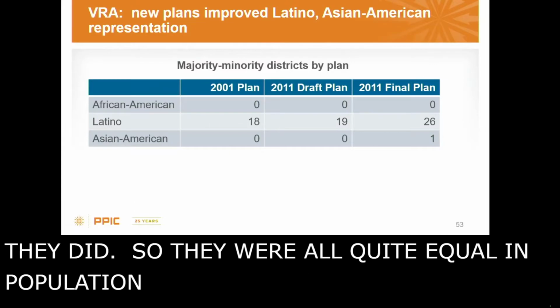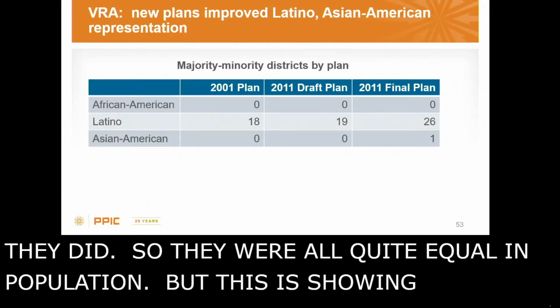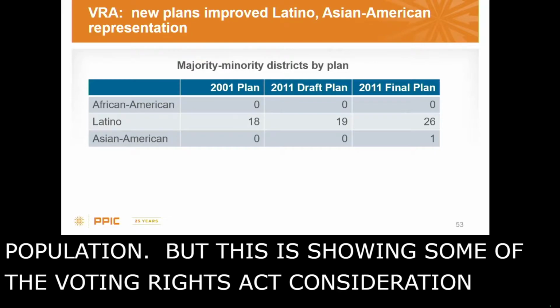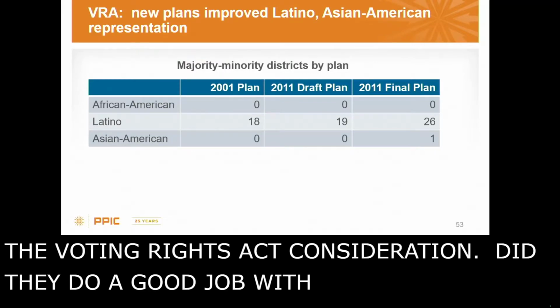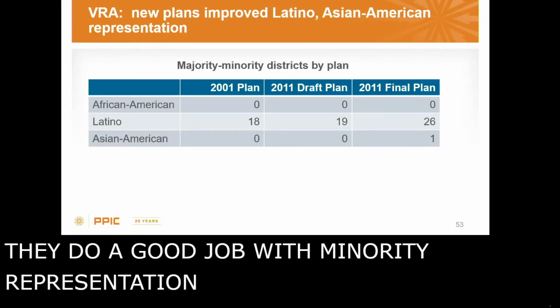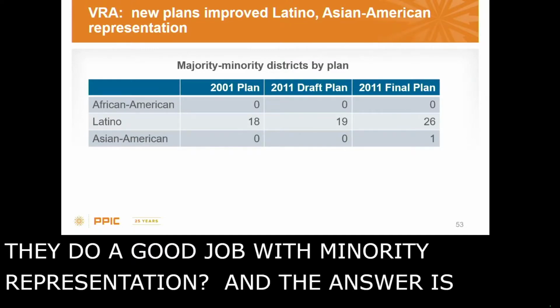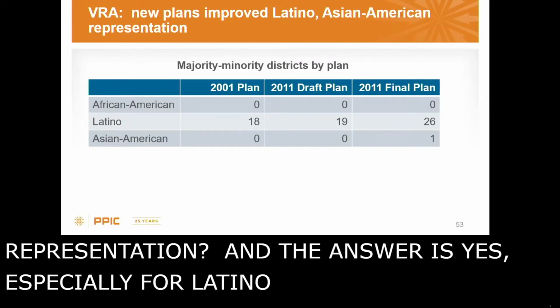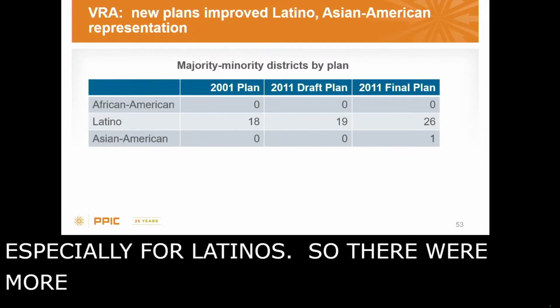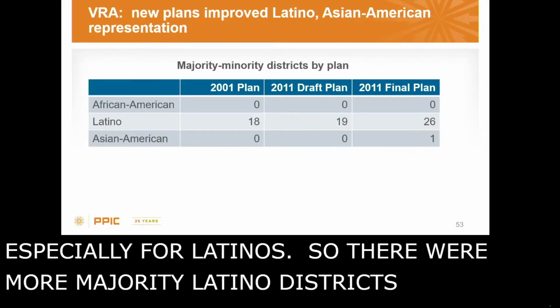But this is showing some of the Voting Rights Act considerations. Did they do a good job with minority representation? And the answer is yes, especially for Latinos. So there were more majority Latino districts in the final plan than there were in the 2001 plan.